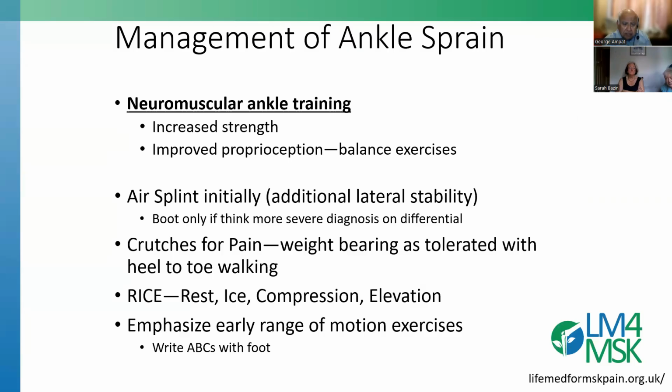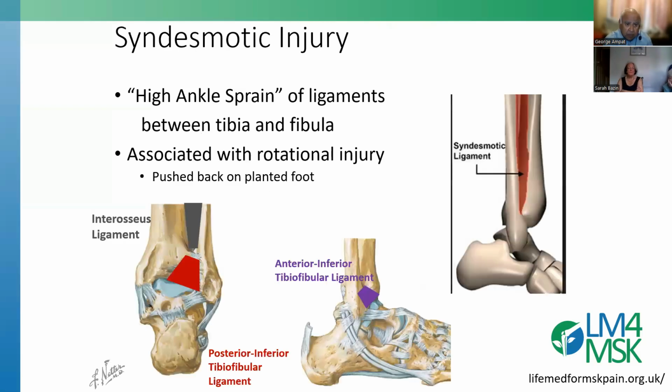And the important thing is neuromuscular ankle training, increasing the strength, improving proprioception, balance exercises like the wobble board, rolling a football under the foot while you're seated, all that increases the proprioception. Initially, you just need an air splint or a boot and crutches if there is pain, and RICE, that is rest, ice, compression, and elevation, and slowly emphasize early mobilization exercises, and they will heal very well.